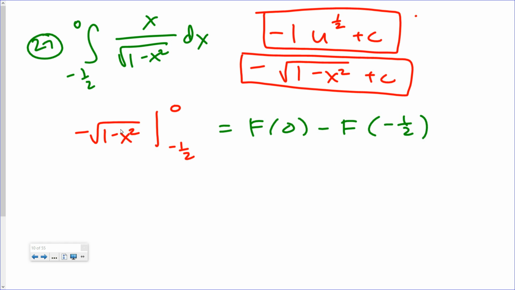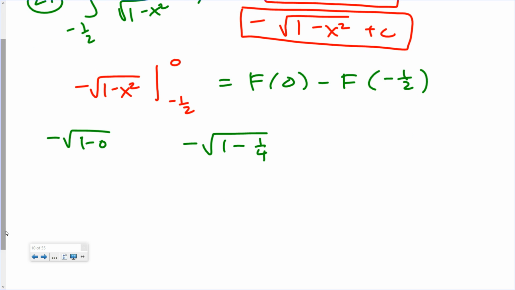So first I'm going to plug in 0. You see if I plug in 0, I get 1 minus 0 here. Okay, if I plug in -1/2, I get negative square root of 1 minus, guys, what's -1/2 times -1/2? Is that 1/4? Okay, so guys, remember what we're doing here. First we plug it in, and then we slap a what sign in the middle? Subtraction. So do you see it's a minus in this problem?